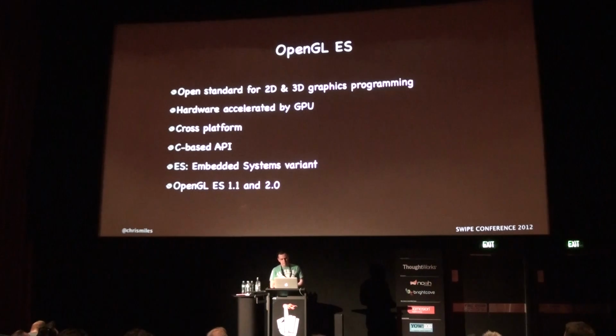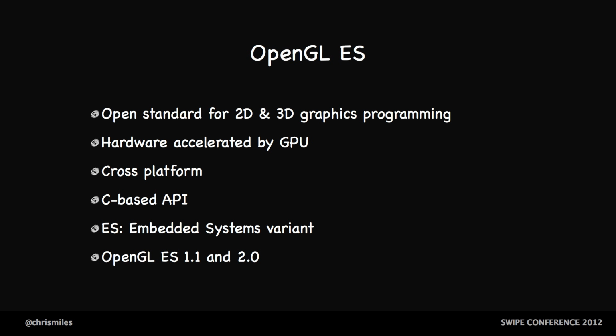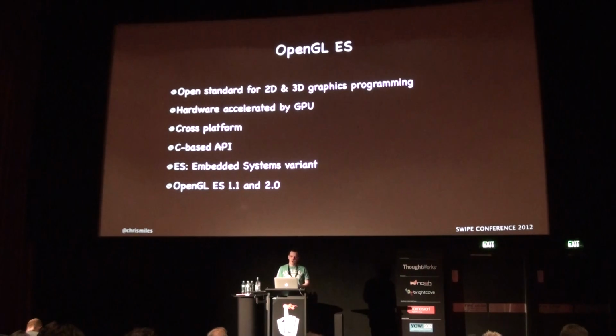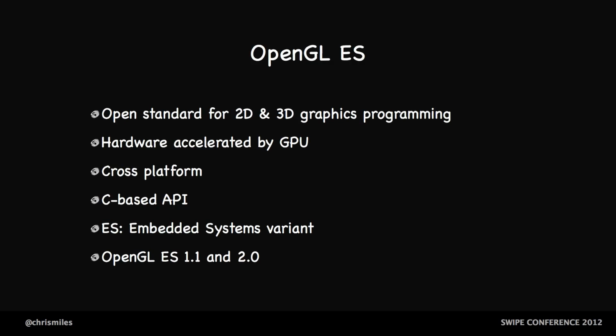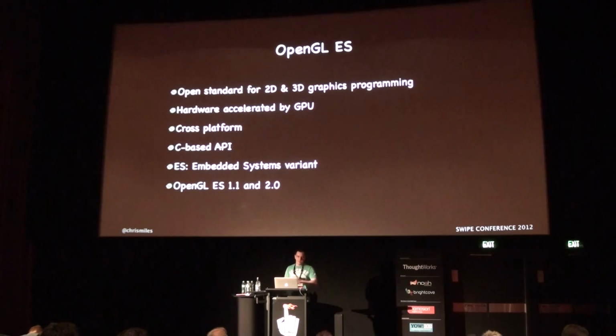I'll first just describe what OpenGL ES is for those who aren't familiar with it. It's an open standard for 2D and 3D graphics programming. It's not Apple or iOS specific. It was invented by Silicon Graphics quite a while ago now and is used on a lot of different systems. It's typically hardware accelerated by the GPU. On iOS devices, that's the case. So we get direct access to the GPU. It's probably the lowest layer of graphics programming we can do when we need that raw performance.